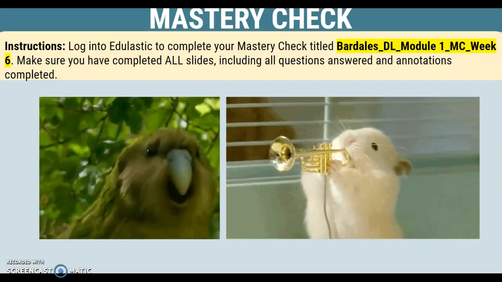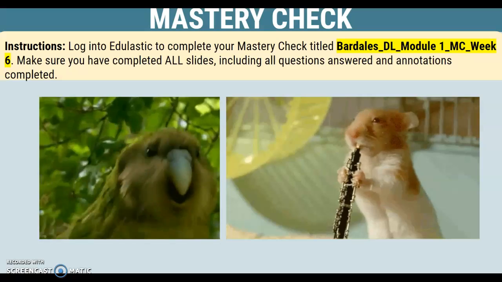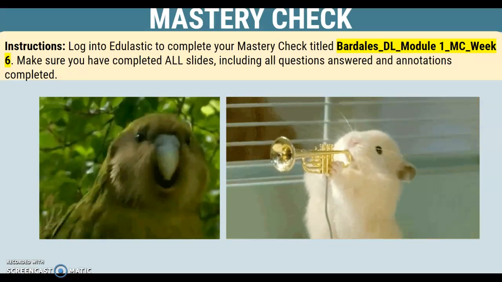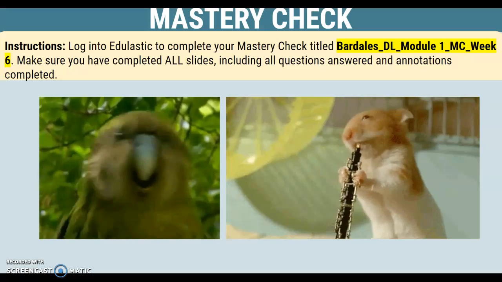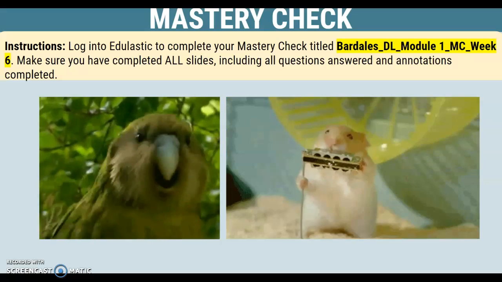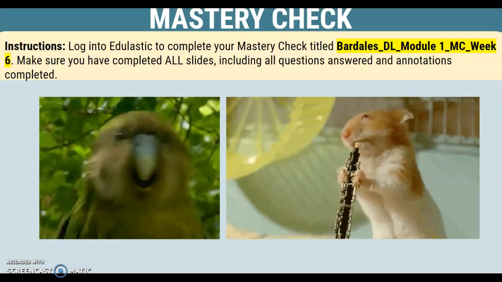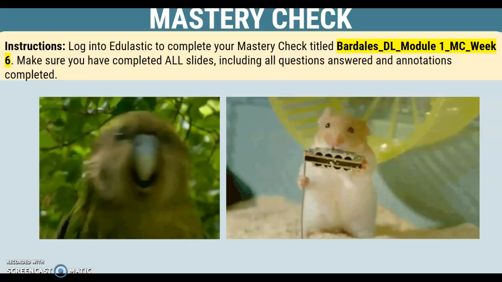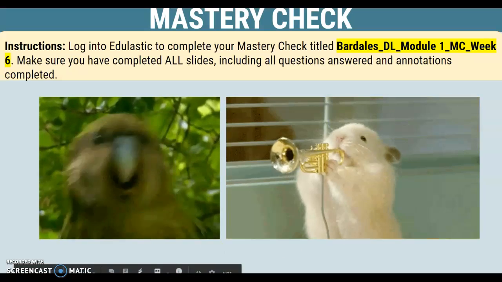After you've finished that, you'll be headed to your mastery check for today. Remember, you have 2 days to complete this module, so take your time. Feel free to reach out if you have any questions. And with that, I hope you have a good time learning a little bit about the 1920s and the 2020s.